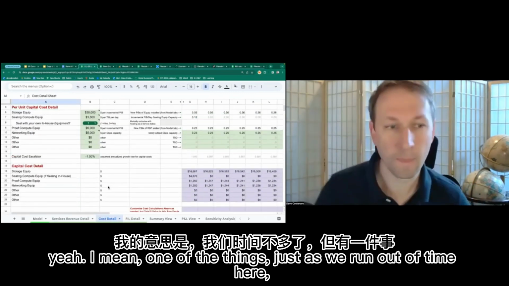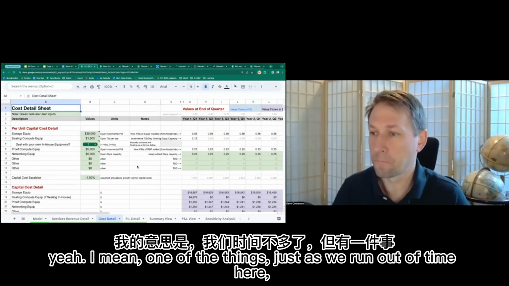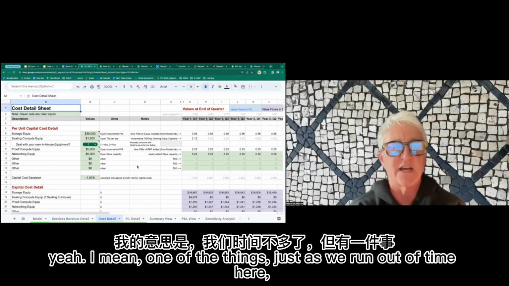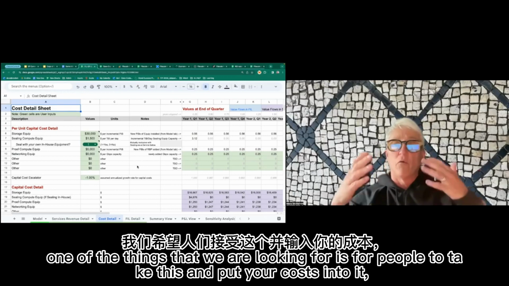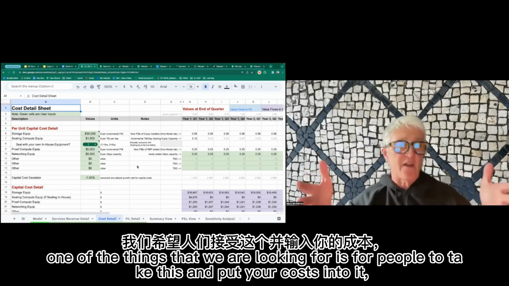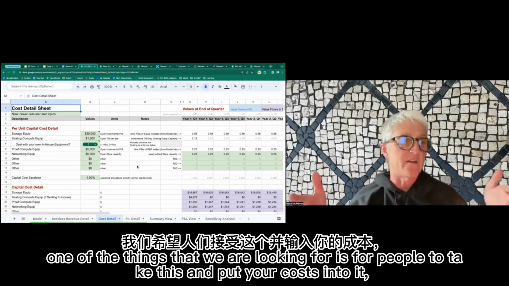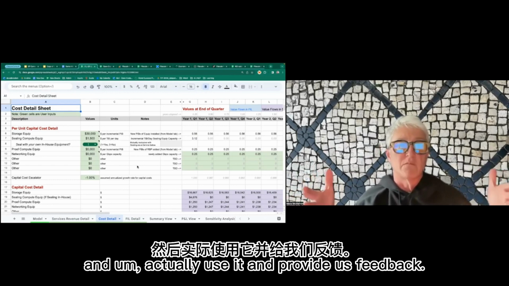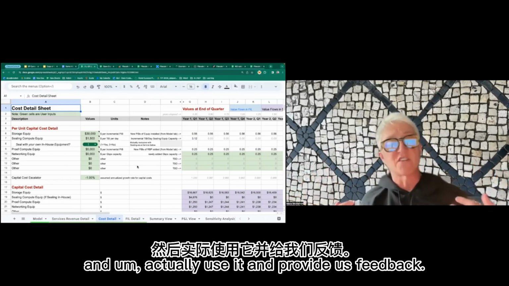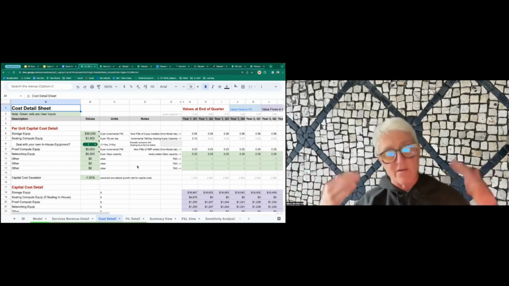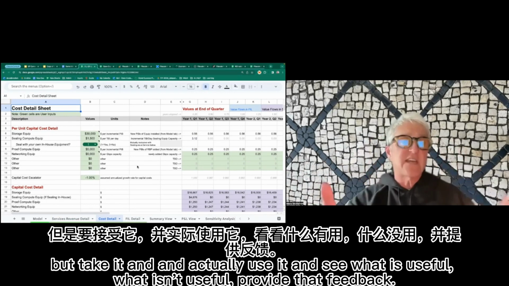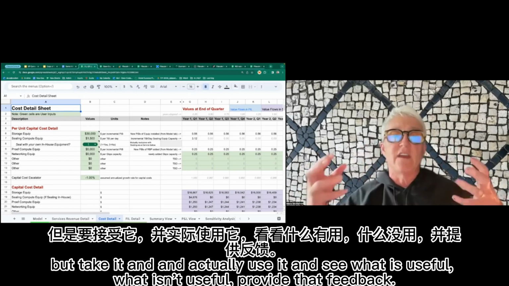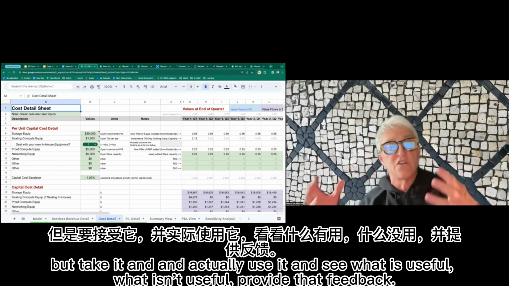Yeah, just as we run out of time here, one of the things we are looking for is for people to take this and put your costs into it and actually use it and provide us feedback. We've had some folks doing that. We've taken the feedback, we've made adjustments, but take it and actually use it and see what is useful, what isn't useful, and provide that feedback.